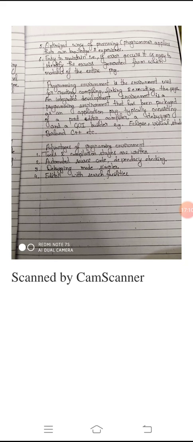Now come on to the programming environment of C language. The programming environment has a wide section. Once we talk about the code, we'll check the whole programming environment, so that we will understand what is the editor, on what editor we are writing a program, what translator is translating my program into machine language, and how that program is translated into machine language. So what are the advantages of the programming environment? The tools and compilation stages are written.